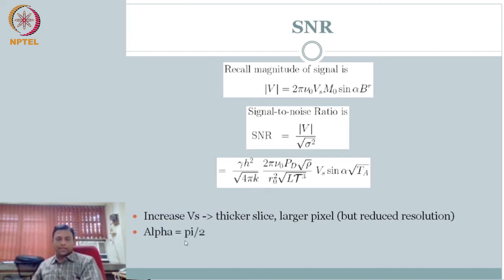Another thing you can maximize is pi by 2, meaning you apply it for long enough duration so that it goes down to the floor. But then the scan time increases. So this is more practical, and from a comfort point of view, that is the only problem with this. This is the signal point of view.